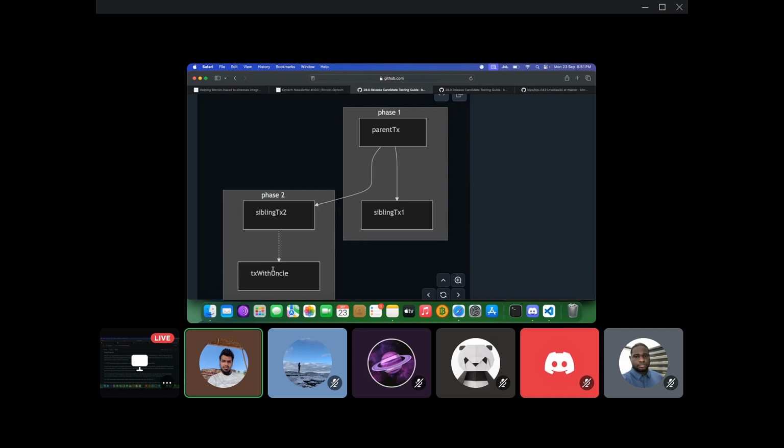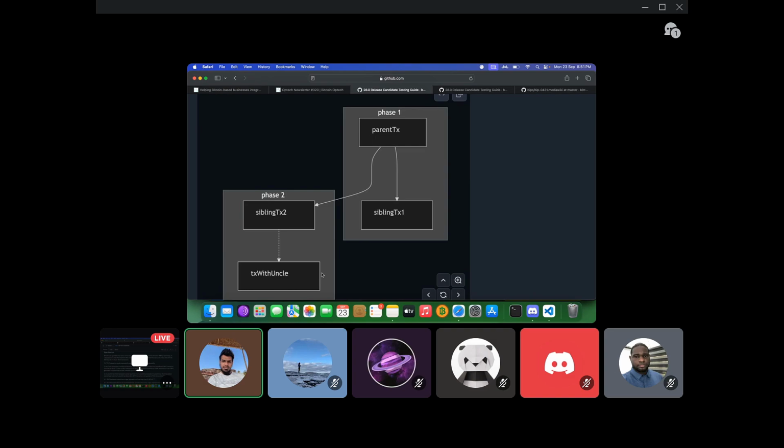One more thing that we can notice is TX with uncle. All right. So we have a parent transaction and it has two outputs. Okay. And both those outputs are unconfirmed. Then we attach a child to it, sibling transaction two. Then we attach another child to it. We call it TX with uncle. So this topology now has three unconfirmed transactions.